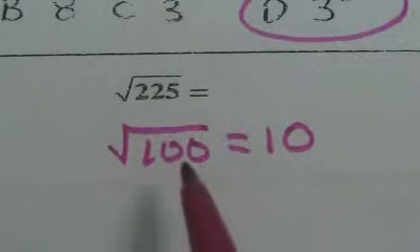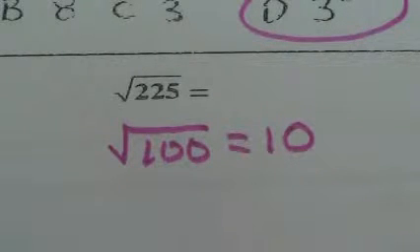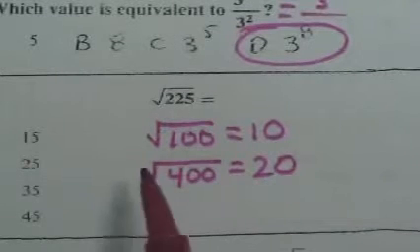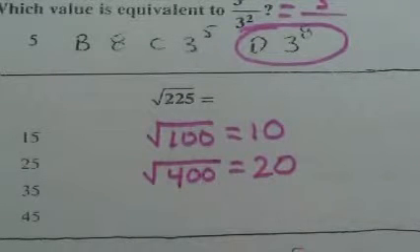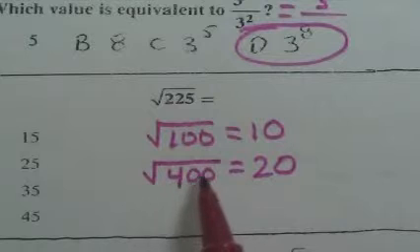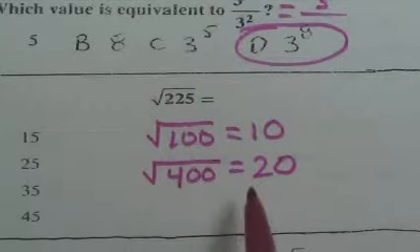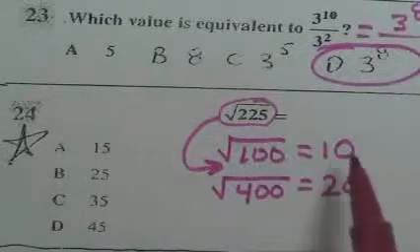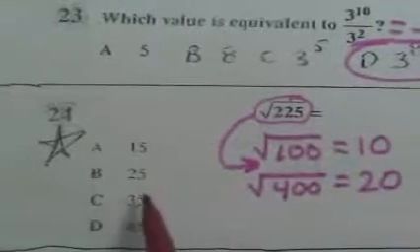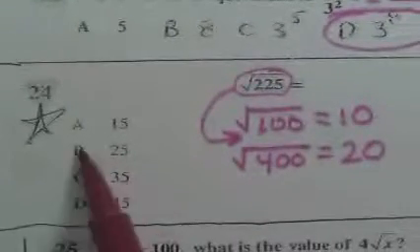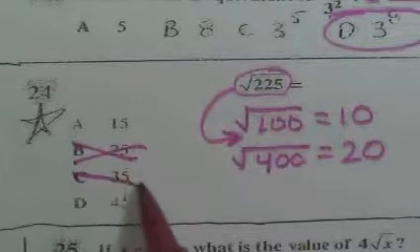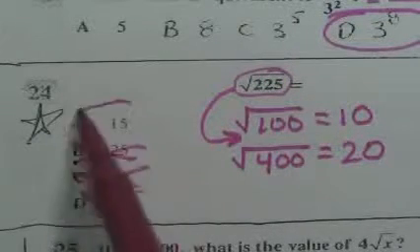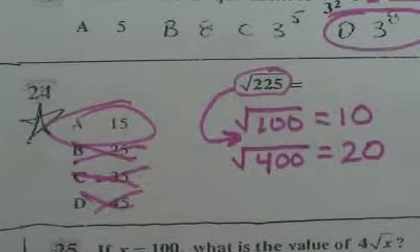I know that square root 100 is 10. And I know that square root 400 is 20, right? Because 20 times 20 is 400. Okay, so this much I know. So I know that square root 225 is somewhere in between. It's in between 10 and 20. So that tells you right away that it can't be 25, it can't be 35, and it can't be 45. It must be that as an answer.